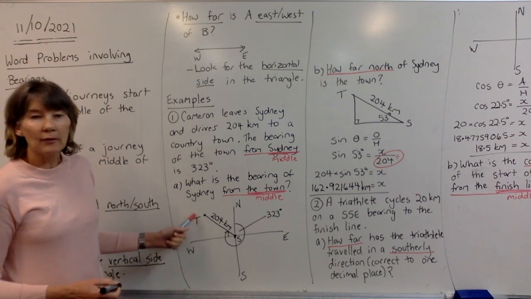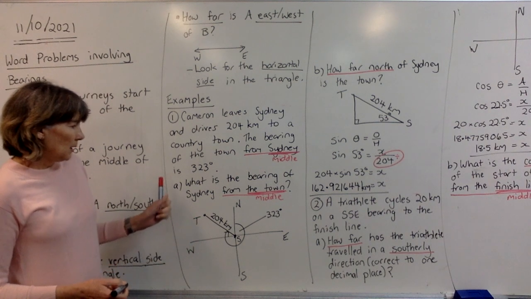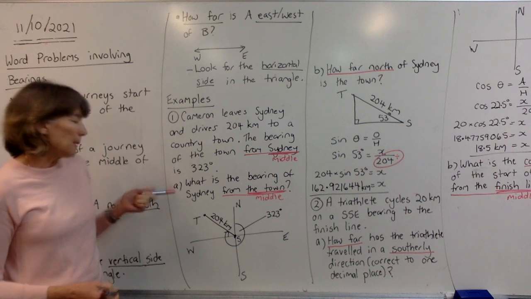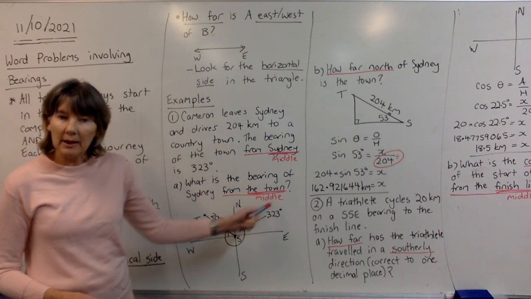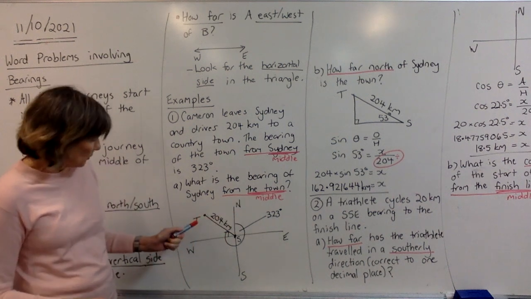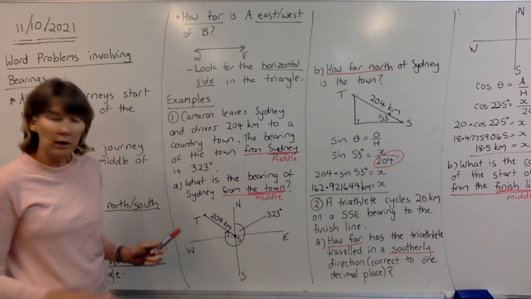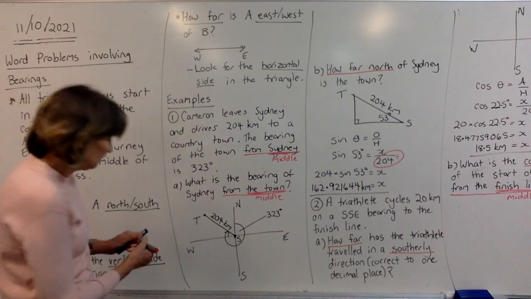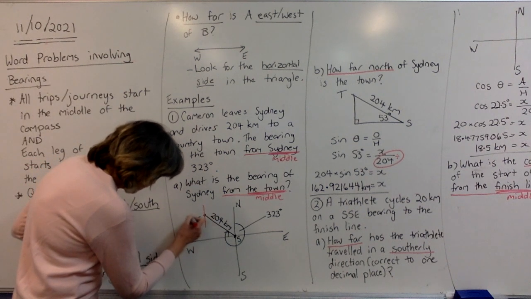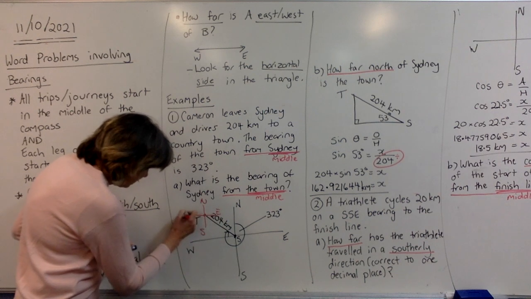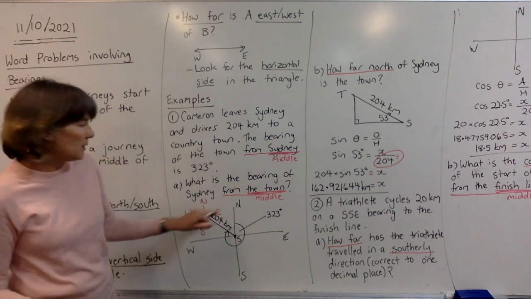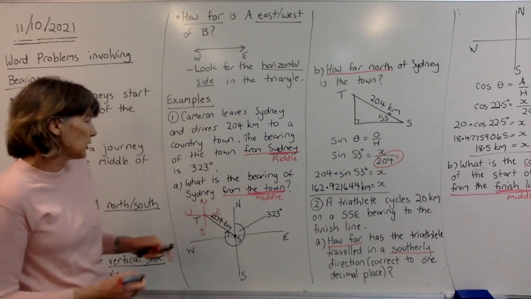I've just called it T for town. And the question here says, what is the bearing of Sydney from the town? If they're asking it like this, the town has to be in the middle of the compass, and it's not. So get a different coloured pen. Draw up your compass, north, south, east and west, where the town is in the middle, so we can answer this question.